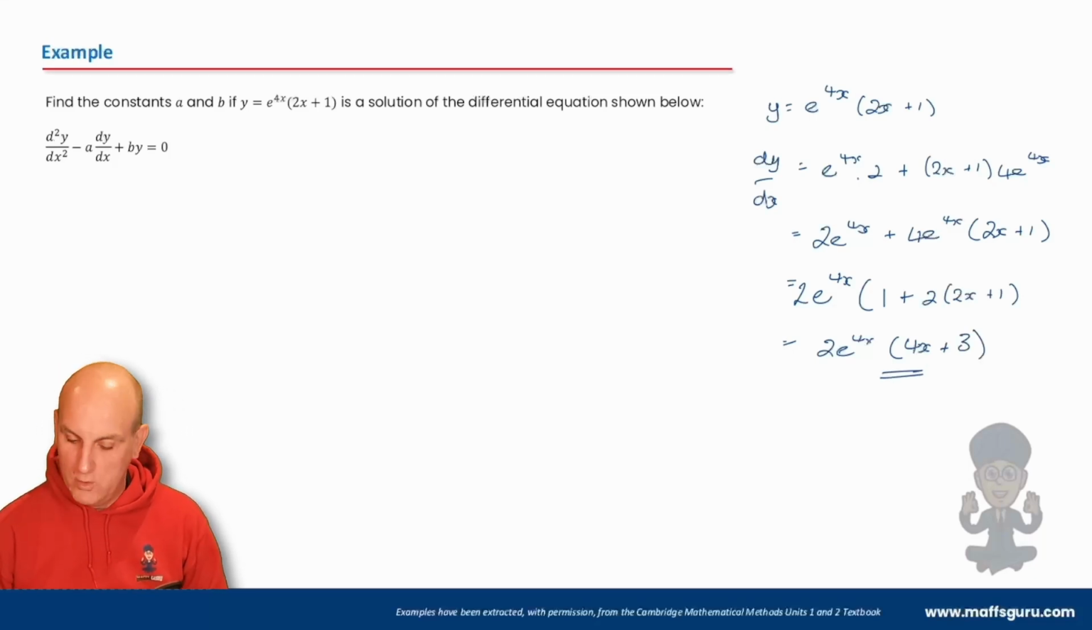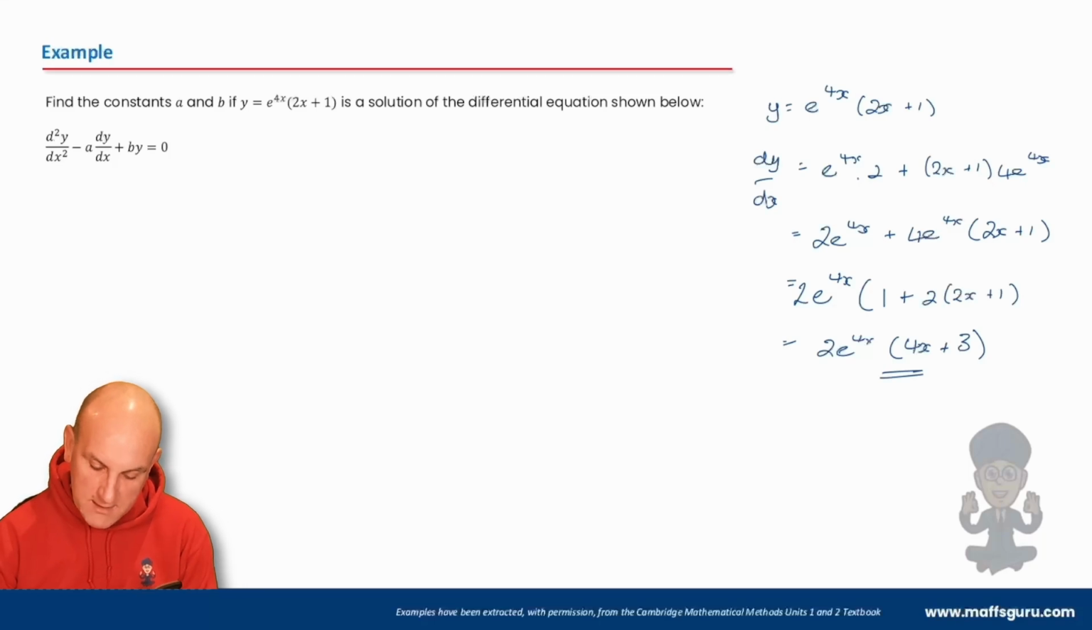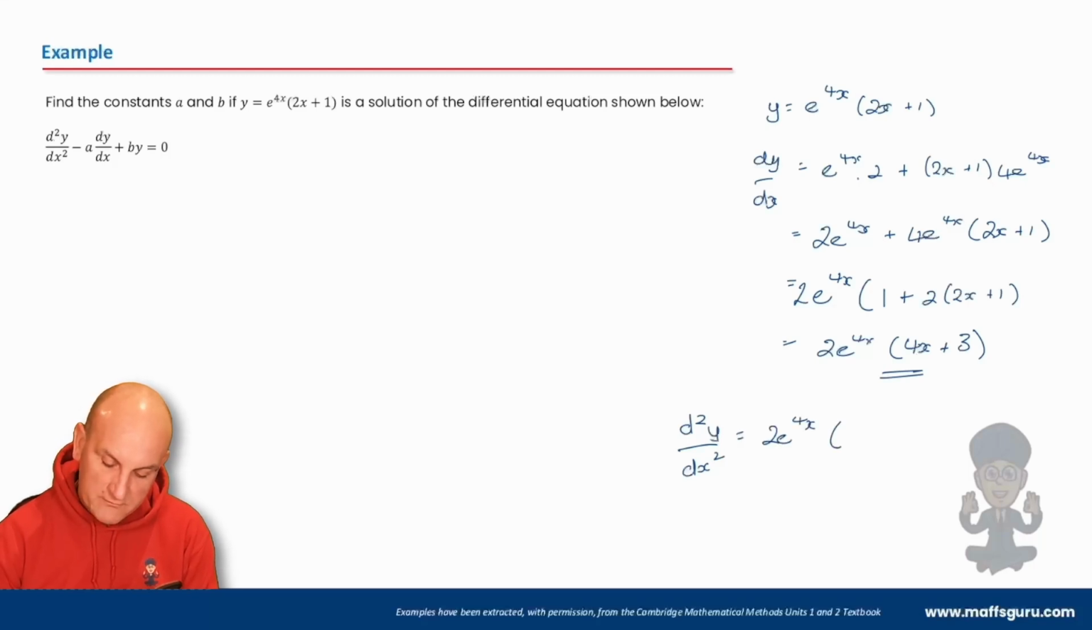Now we've got to do it all again for d squared y. So d squared y by dx squared. I've got a horrible feeling I'm going to run out of room here. So again, we've got u times v dash, which is going to be 4, plus v times u dash, which is going to give me 8e to the 4x.